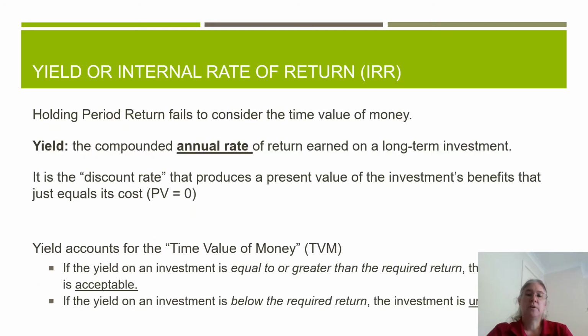So we just talked about the holding period return, and that's failing to take into account the time value of money. Now, yield is the compounded annual rate of return earned on a long-term investment. Now, this is what we call the discount rate. It produces a present value of the investment's benefits that just equal its costs. So present value equals 0. So when we use yield, this is accounting for the time value of money. Now, if the yield on an investment is equal or greater than the required return, then the investment is acceptable. If it's the other way around and the yield is below the required return, then the investment would be unacceptable.